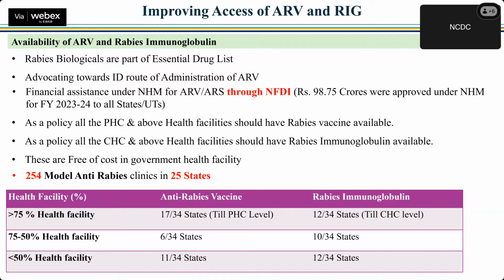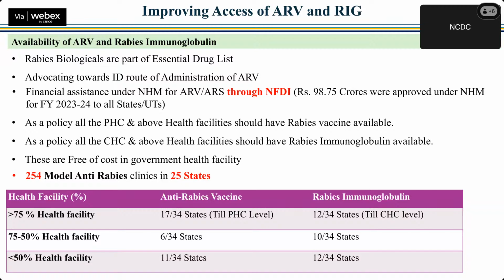So the current status is that almost 50% of states, at least more than 70% of health facilities, have the anti-rabies vaccine available at the PHC and above health facility, and 12 states have stock available of the rabies immunoglobulin at the CHC and above health facility.